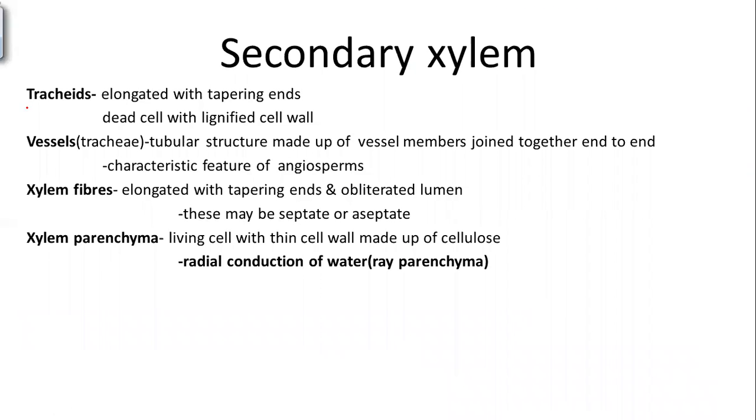So what are all the elements? First one is tracheids. Tracheids are elongated with tapering ends, and they are dead cells. That means no protoplasm will be there, and they have a lignified cell wall. The cell wall is made up of lignin. So that is about tracheids.